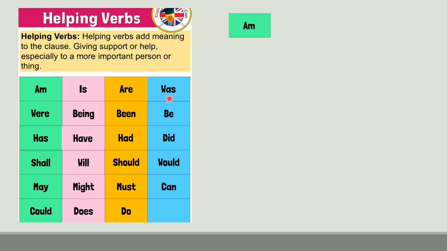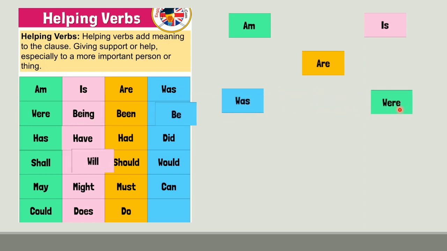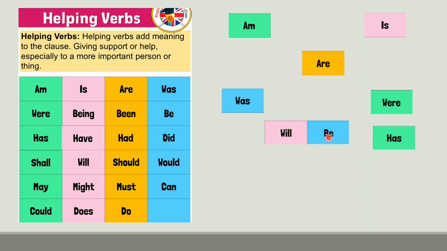Am. Am is a helping verb. Is. Are. Was. Were. Will be. Has. Have. Had. Children, we will be learning just these few, and they are helping verbs.